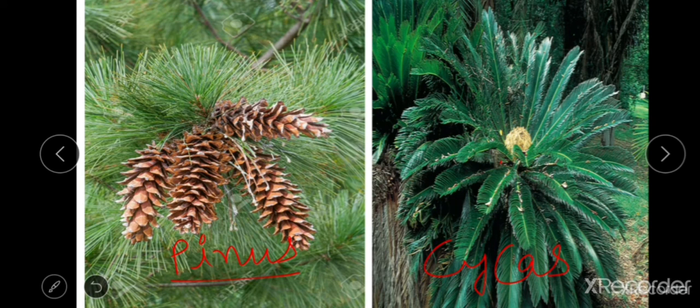Here you can see in both these pictures their leaves are needle-like structures. So one more important characteristic is that gymnosperms usually have needle-like leaves. Being xerophytic, they require less amount of water, so reducing the size of the leaf helps in preventing loss of water.